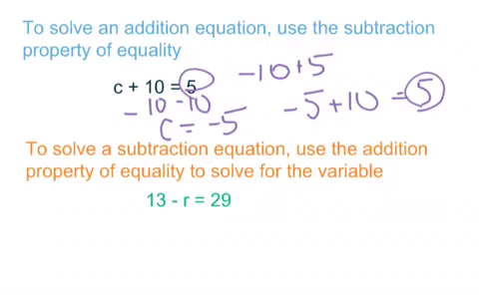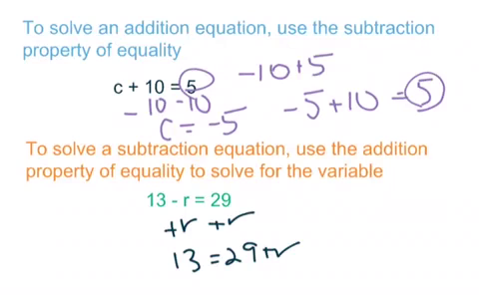All right, down here we have 13 minus r equals 29. This is a subtraction equation. So we're going to use the addition property of equality to solve for it. Now, whenever your subtrahend, which is what you're subtracting, which is right there, is the variable, it's going to take 2 steps to solve it. And there are 2 different ways that you can do it, so I'm going to show you the first way right here. Okay, we're going to add r to both sides. So that'll give us 13 equals 29 plus r.